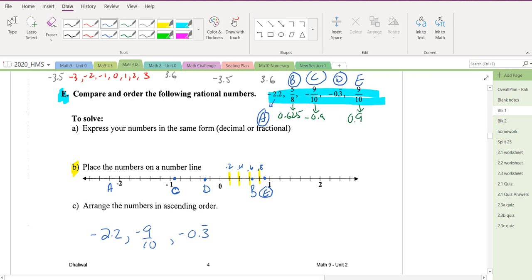Okay. Then we had D, which was, oops, C was 0.9. Did I make a mistake? A, C, D. Oh, they're right. Then it's B, which is 5 over 8. Then it's finally E, which is 9 over 10.